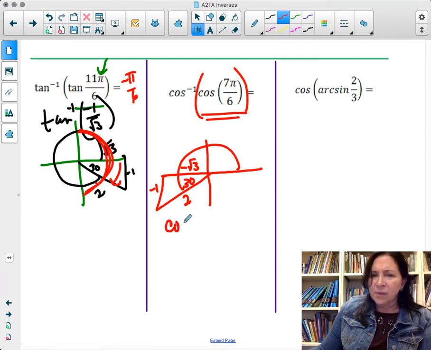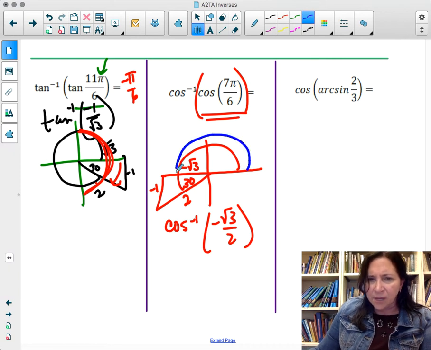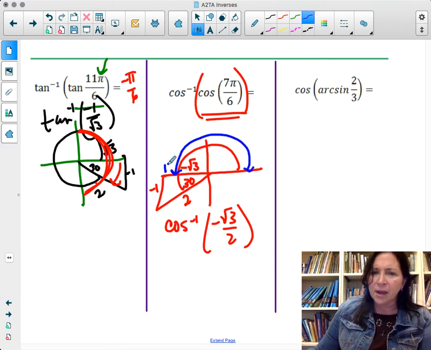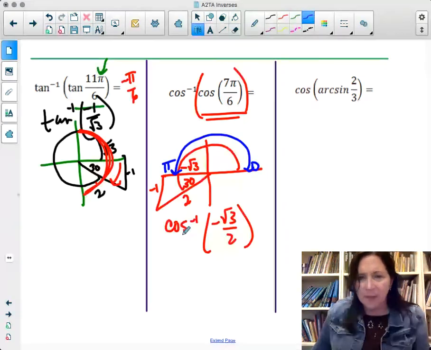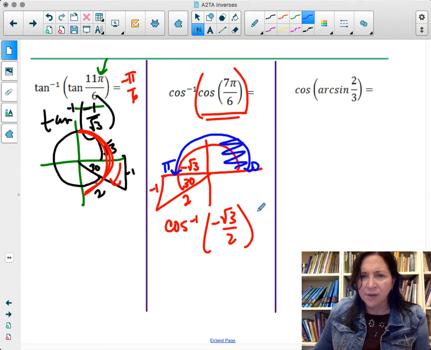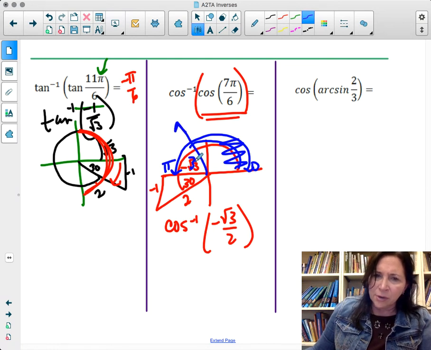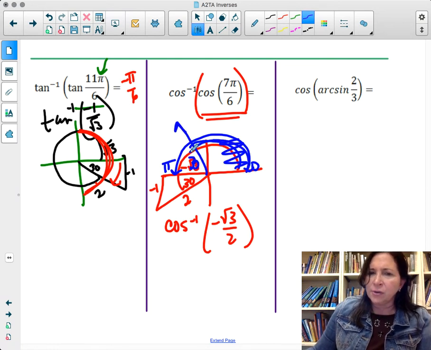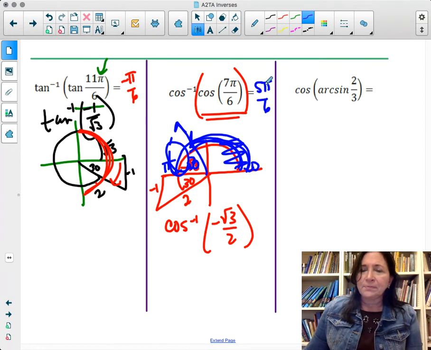So now they're asking me, where is cosine negative root 3 over 2? But remember, I am in this restricted area from 0 to pi. And so what happens here from 0 to pi for cosine can't be here because that's all positive. So I must be here. And so where am I? With the 30-degree reference, 30 degrees goes into 180 6 times. So this distance here is pi over 6. So that means that distance from here to here is 5 pi over 6.